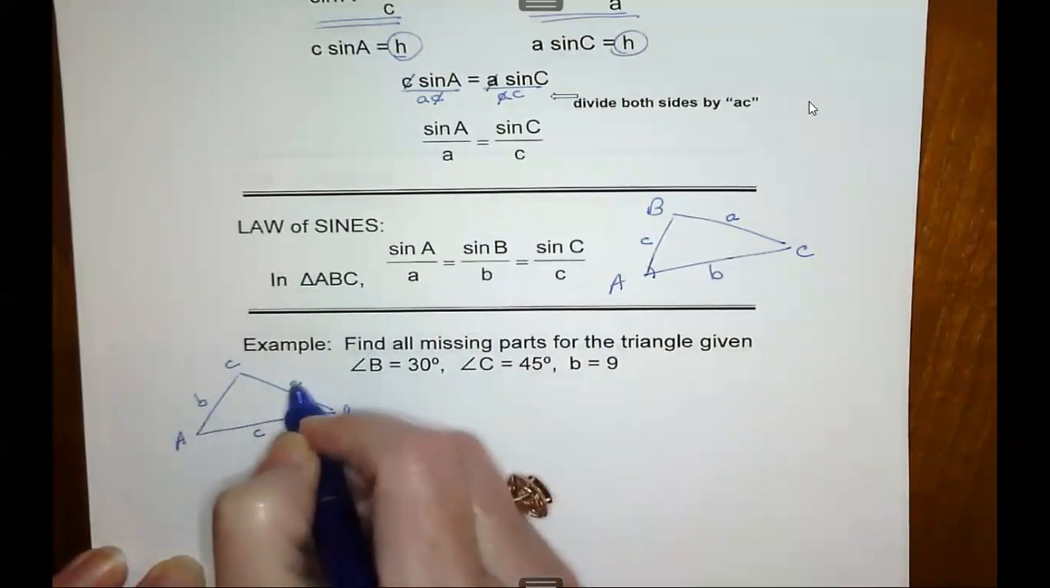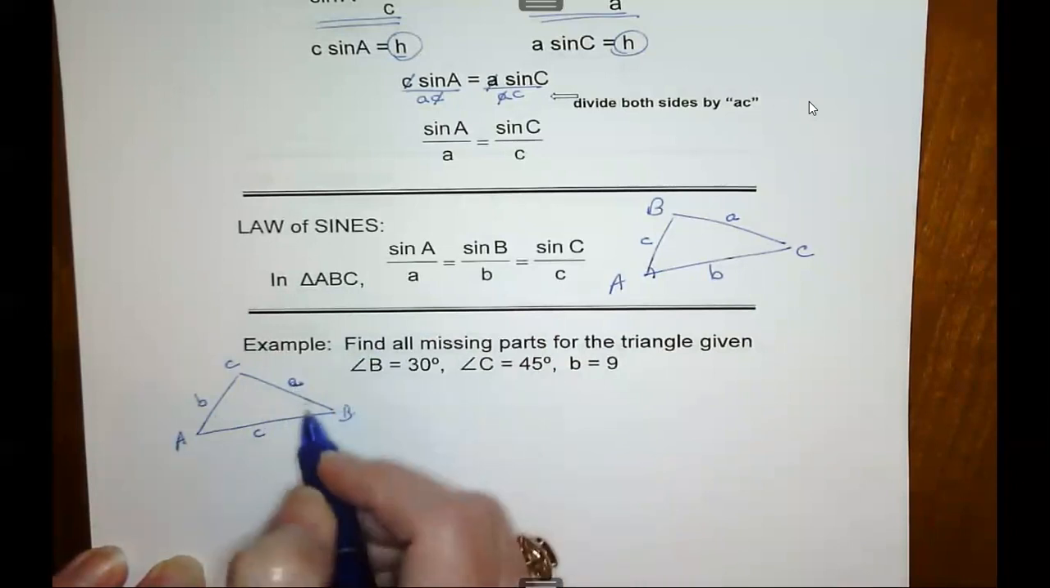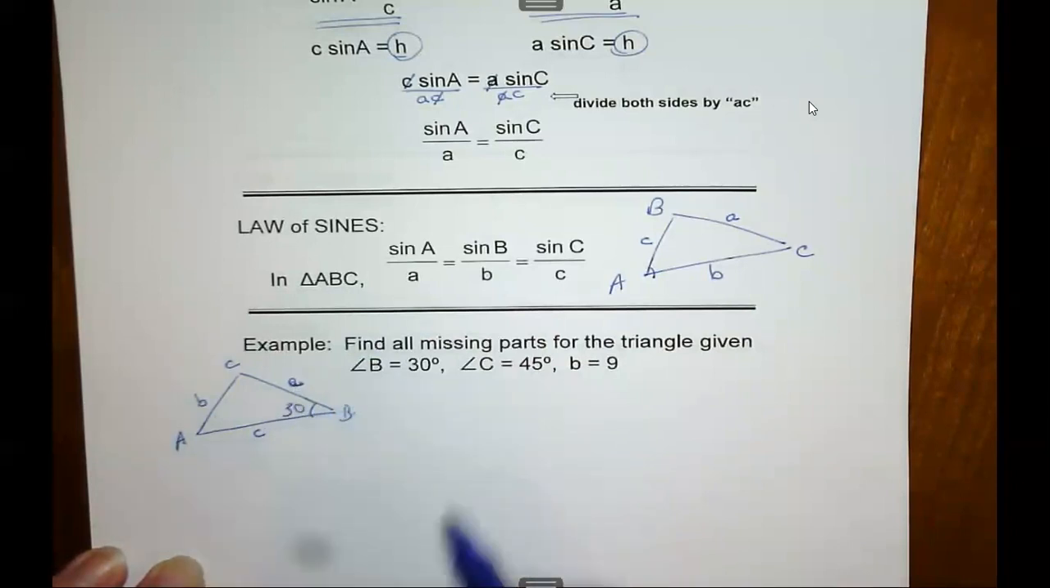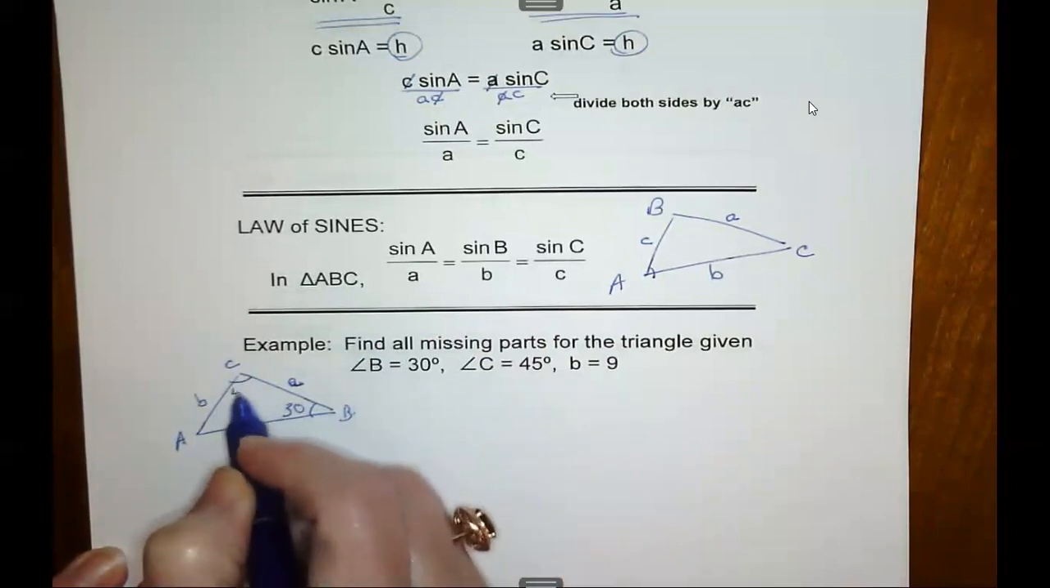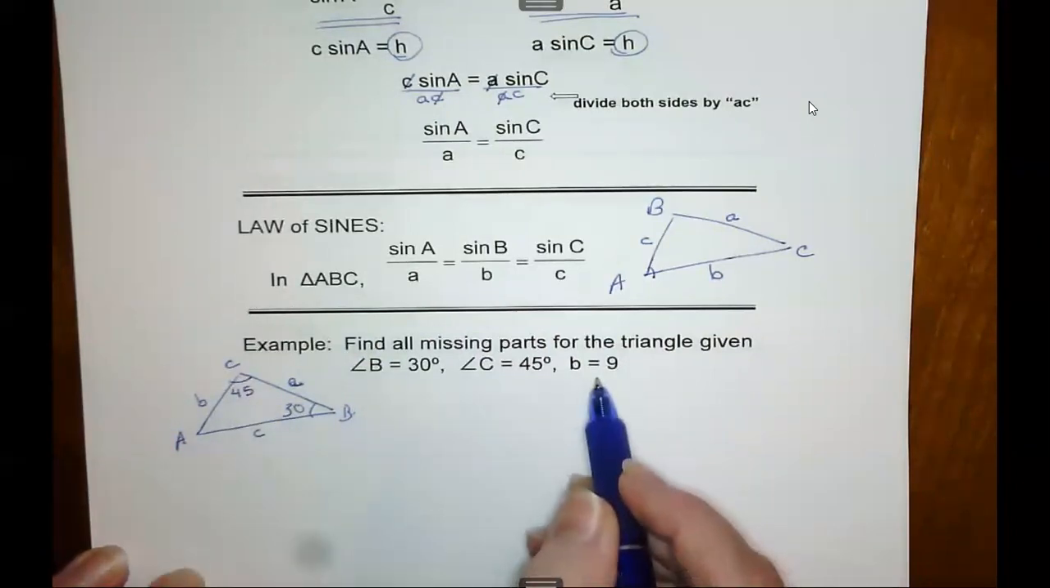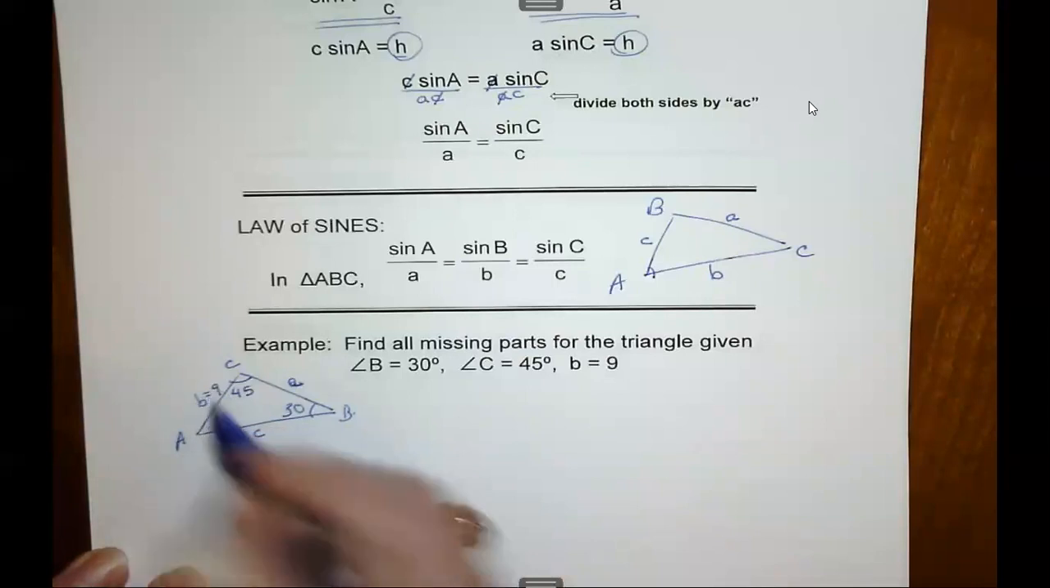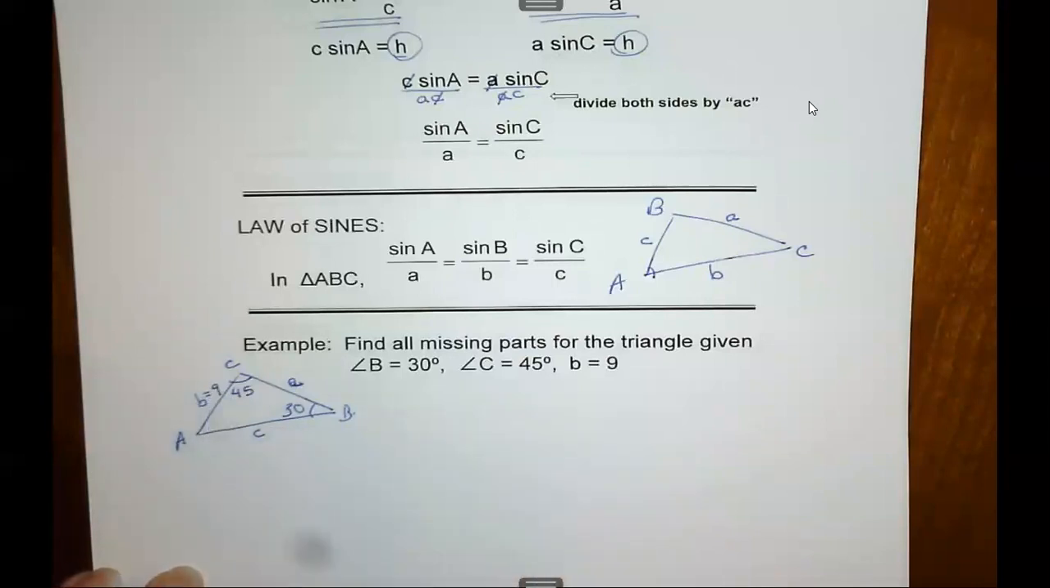All right, so in this one, angle B is 30 degrees. Angle C is 45 degrees. And side B is 9. All right, so in order to use the law of sines, you have to know an angle and the side across from it. You've got to know one complete ratio. In this case, we know angle B and side B.